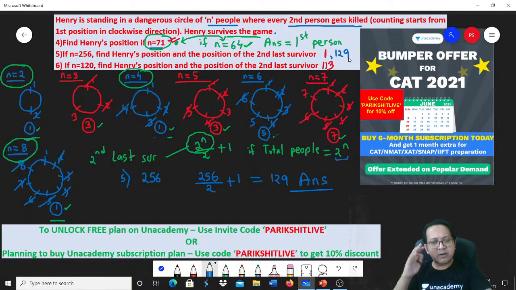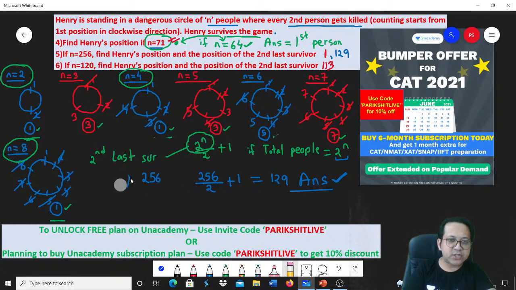Correct? So remember, if the total number of people is of the format 2 to the power n, the answer is total number of people divided by 2 plus 1. You remember this because it will be difficult to derive. Otherwise, we can always derive a pattern. But in an examination, deriving a pattern will take a lot of time. So I think you got to remember this. Correct? Fine. Let's go to the second part.